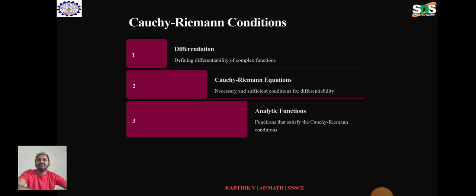First condition is dou u by dou x equals dou v by dou y, that is, differentiation of u with respect to x equals differentiation of v with respect to y. Second condition is dou u by dou y equals minus dou v by dou x. Differentiation of u with respect to y is equal to the negative of differentiation of v with respect to x.